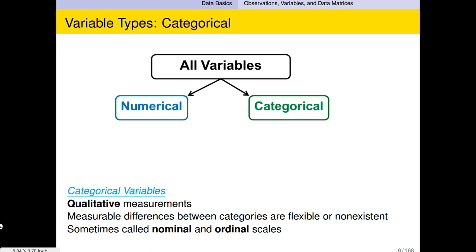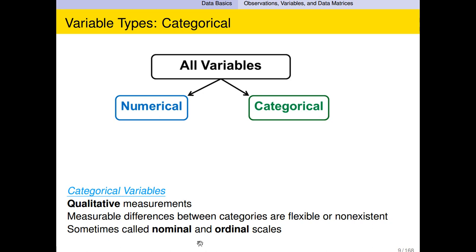But if you're saying sex, male, female, that's not counting anything. That's talking about a quality of the individual. And so that is a qualitative or a categorical measurement. You can't do math on that. Even if you assign numbers to the observations and do some math, your results are meaningless and crazy. These are sometimes called nominal and ordinal scales.